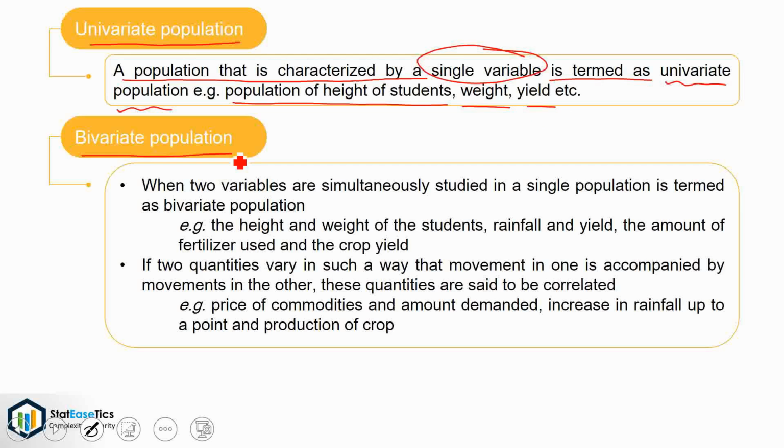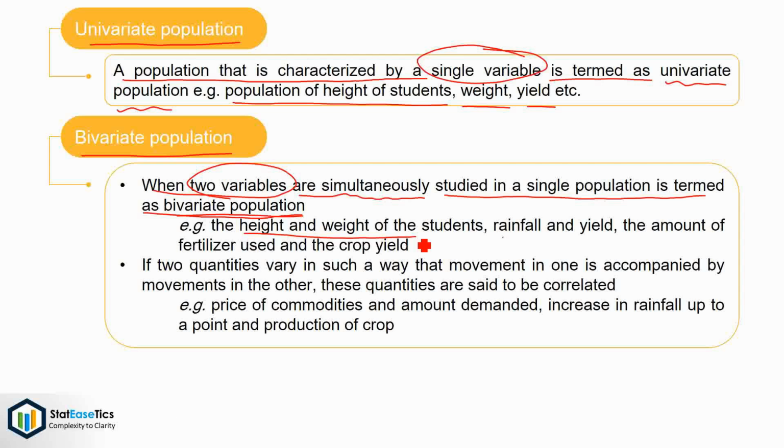Bivariate population. When two variables are simultaneously studied in a single population, it is termed as bivariate population. Example, the height and weight of the students, rainfall and yield, amount of fertilizer used and the crop yield.